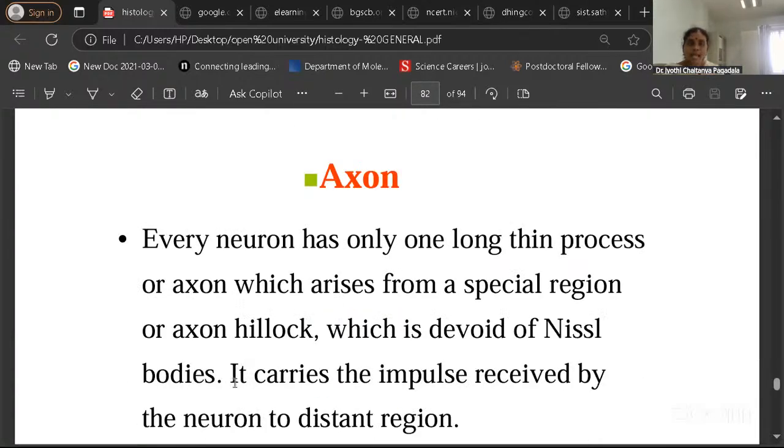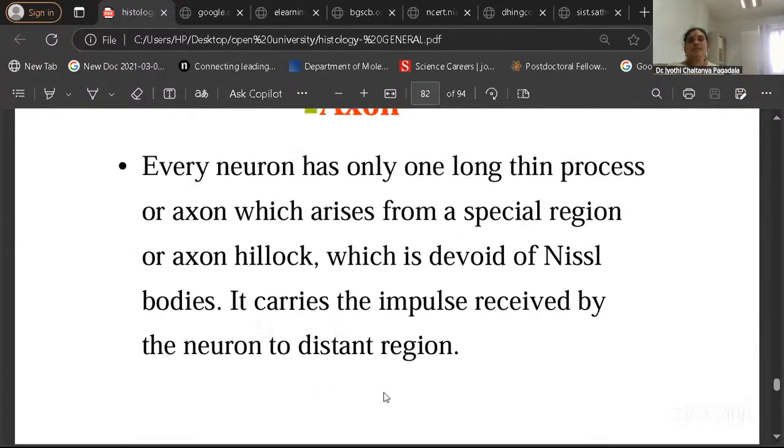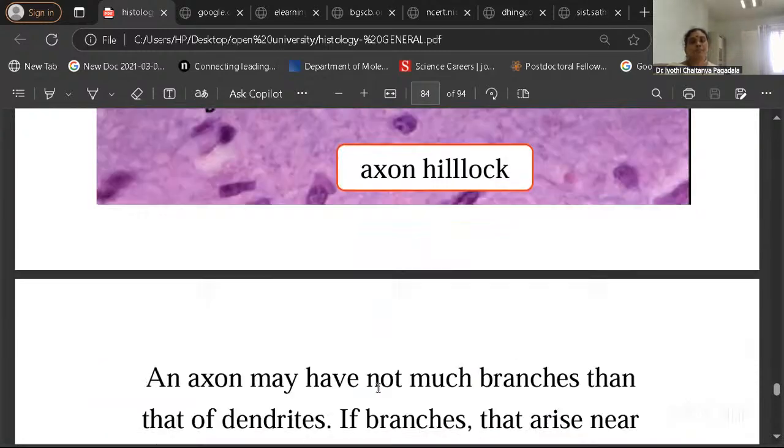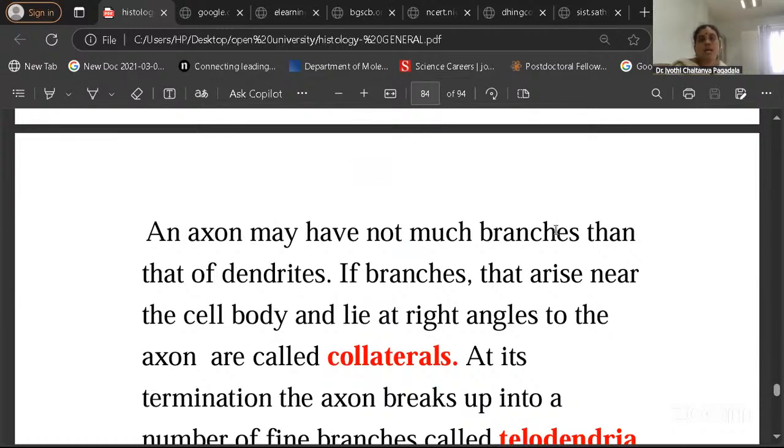When coming to the axon, every neuron has only one long process called the axon, which arises from a special region called the axon hillock, which is devoid of Nissl bodies. It carries the impulse received by the neuron to distant regions. An axon may have fewer branches than dendrites.